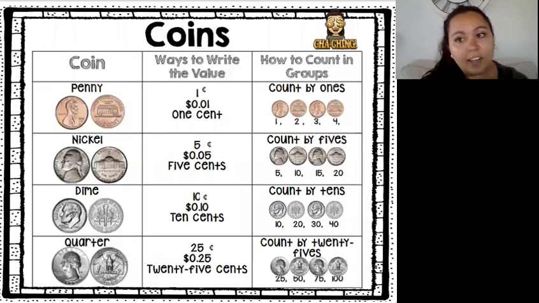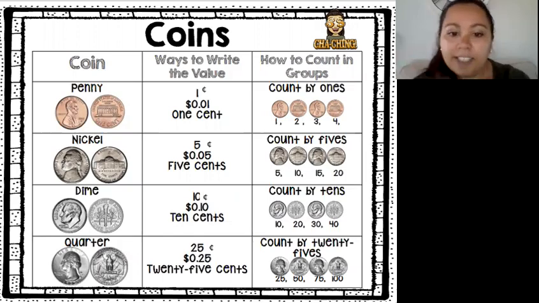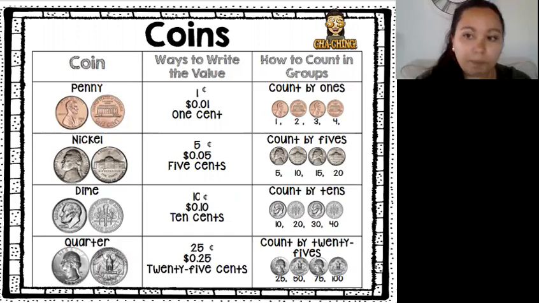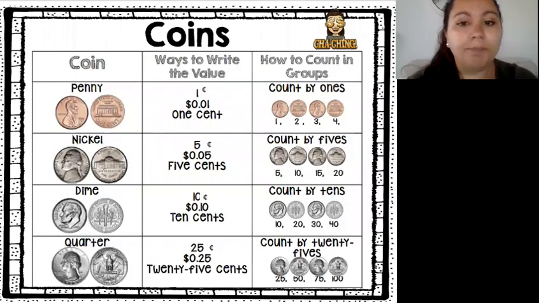So we're looking at our reference sheet as usual, right? A penny's worth 1 cent, a nickel's worth 5 cents, a dime's worth 10 cents, a quarter's worth 25 cents. Let's jump into a couple problems. We're going to do 3.